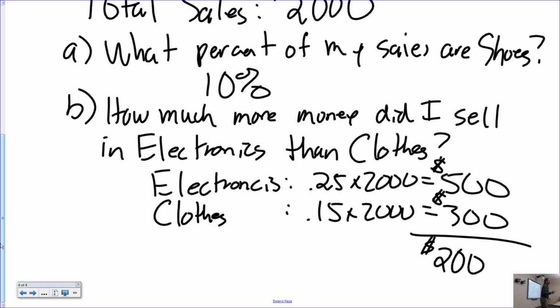The difference is 10%. What's 10% of 2,000? 200. Okay? That one actually still works, right? Because we're taking those percentages, both of the same number, 2,000, so literally you can just subtract the percentages. That's the only time that you can, when you're taking the percentage of the same thing, right?